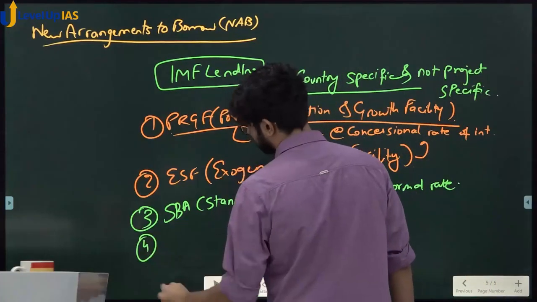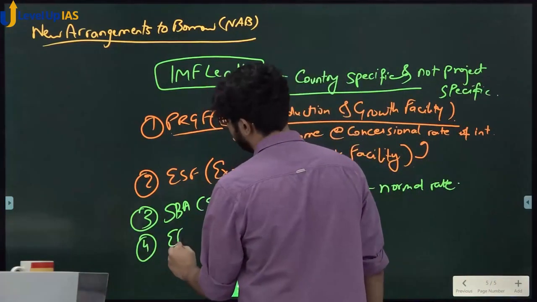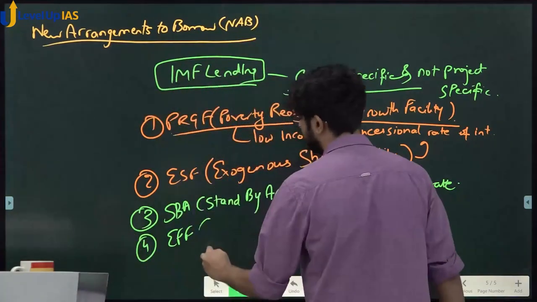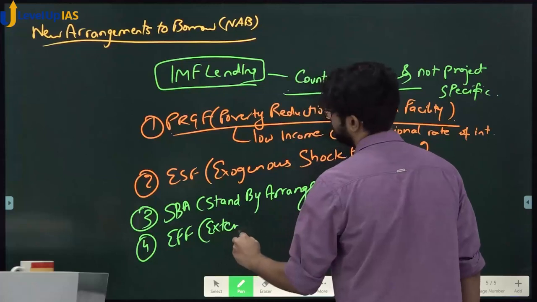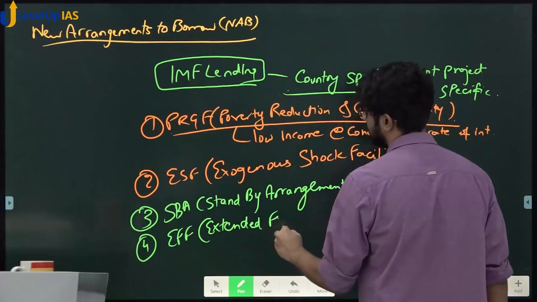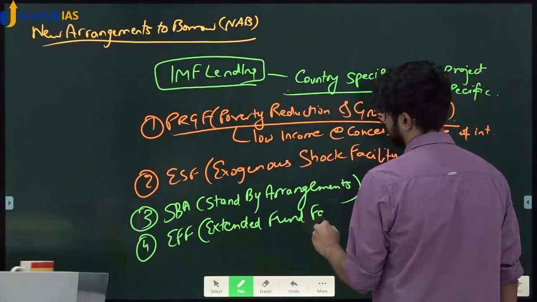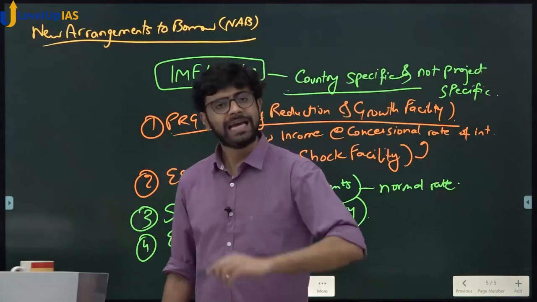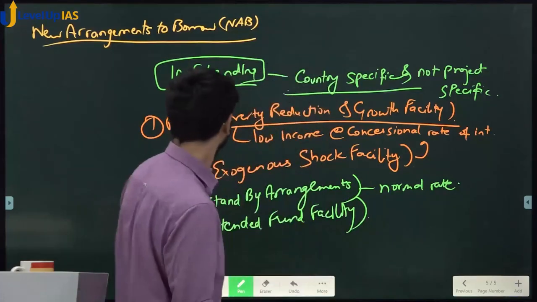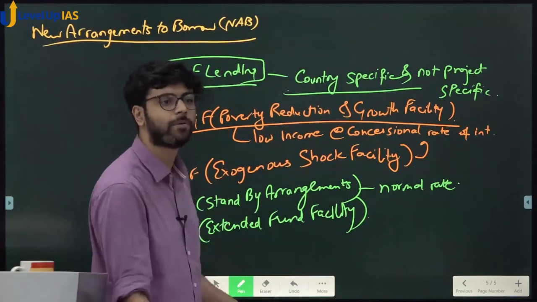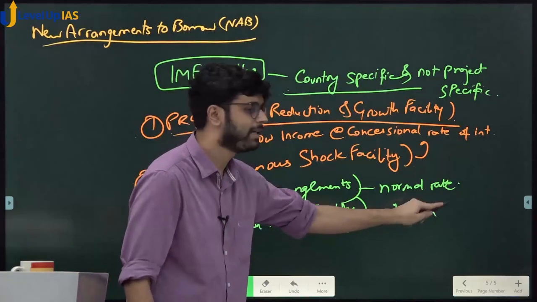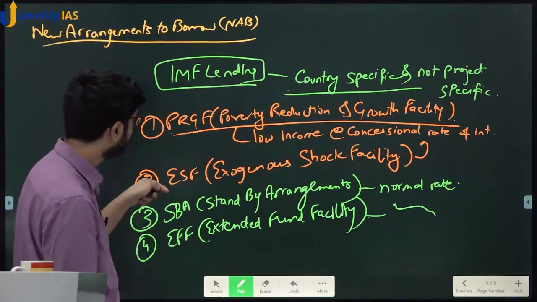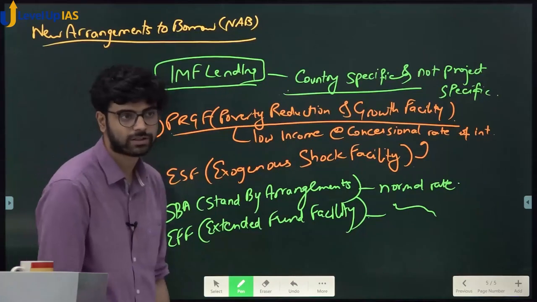And fourth, extended fund facility. I know this is very base factual, extended fund facility. एकदम ही फैक्चुअल है, there is no logic, no concept in this, कुछ नहीं है. Extended fund facility. So anything IMF gives out except PRGF and ESF is at normal rate. ये इतना याद रखो, anything. ठीक है, these words are important, extended fund facility; exogenous is different. ESF and EFF, these are two different words.